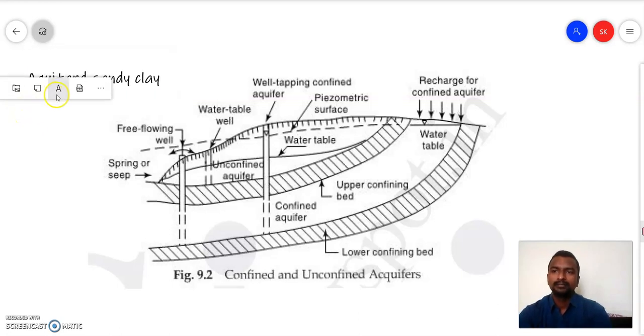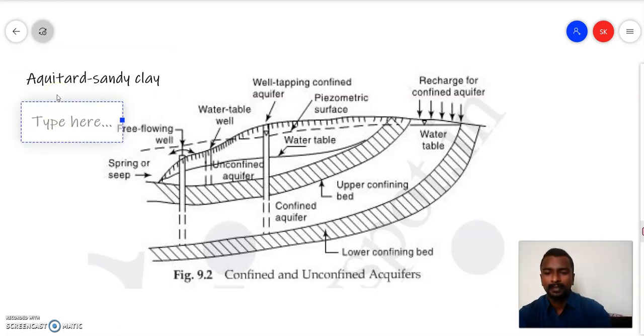There is another term called aquiclude. Aquiclude is different from aquitard. Let us understand from the example only. Clay can be an example. It is a geological formation in which water is stored, but it cannot flow, and it is stored only because of the porosity. So this is called an aquiclude, in which flow of water does not occur.